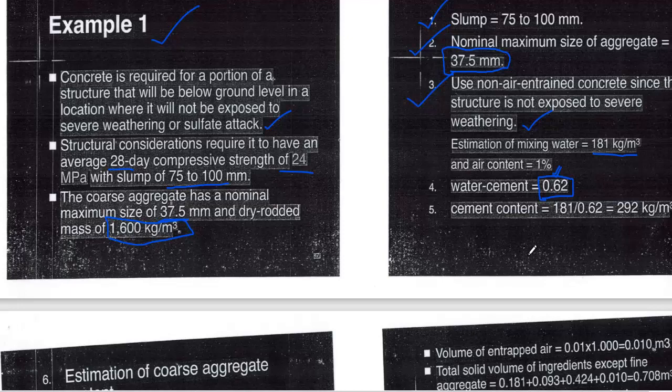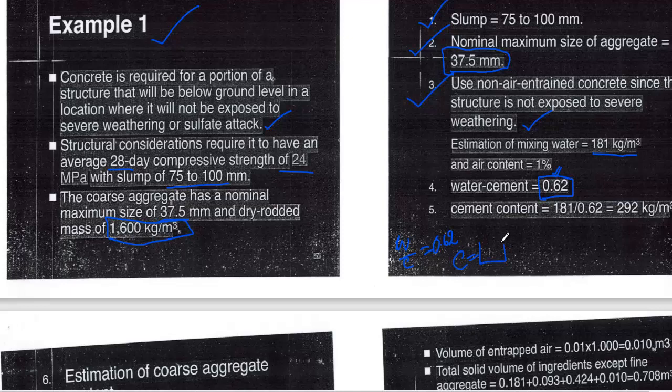Now, interestingly, you know the ratio of water to cement, right? The ratio of water to cement is 0.62. And I also know the water content. And you also know the value of water. So can you calculate the cement?